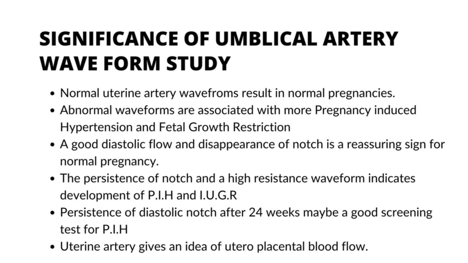A good diastolic flow and disappearance of the notch is a reassuring sign for normal pregnancy. The persistence of the notch and a high resistance waveform indicates the development of pregnancy-induced hypertension, PIH, and intrauterine growth restriction, IUGR. The persistence of diastolic notch after 24 weeks may be a good screening test for pregnancy-induced hypertension or preeclampsia. Uterine artery gives an idea of uteroplacental blood flow.